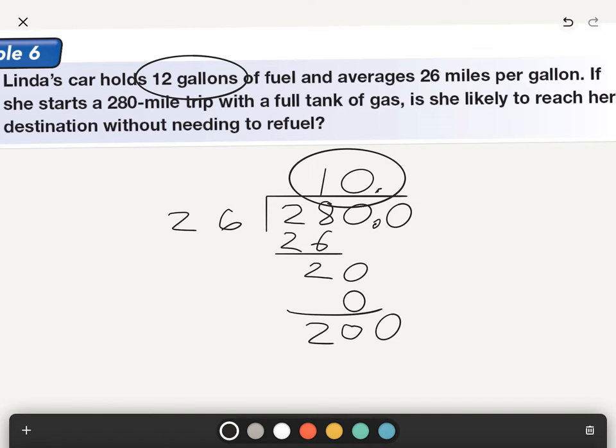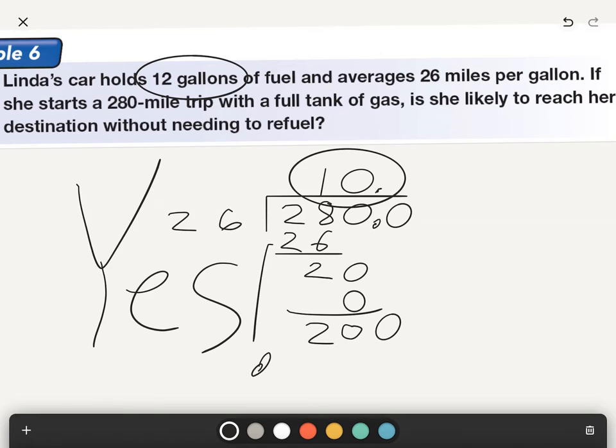So will 12 gallons get her there? Yeah, 12 gallons. She'll have one gallon and change left over. So our answer here is yes, because the question is, is she likely to reach her destination without needing to refuel? Is there another way to do it? Oh, I'm sure there's plenty of other ways to do it.